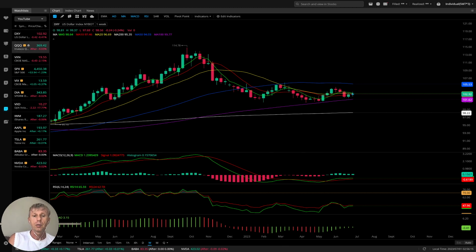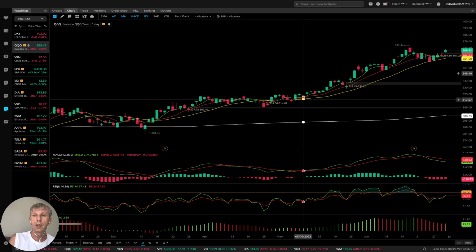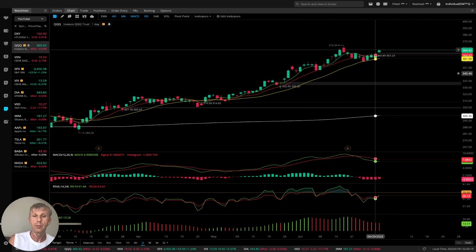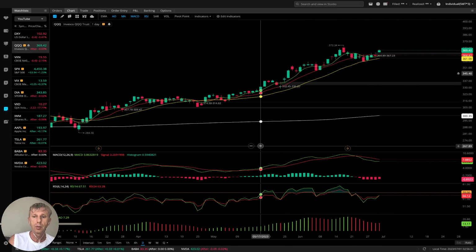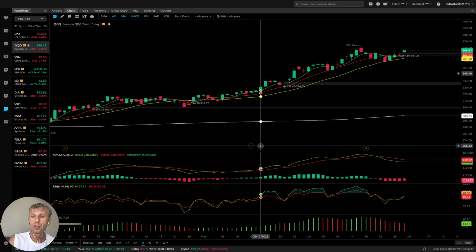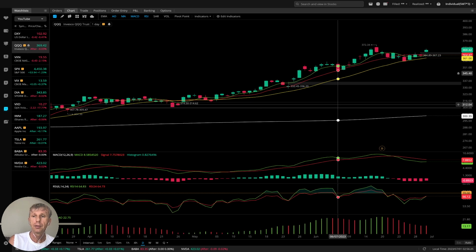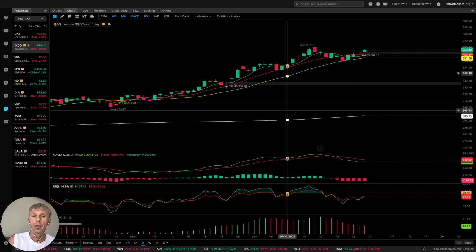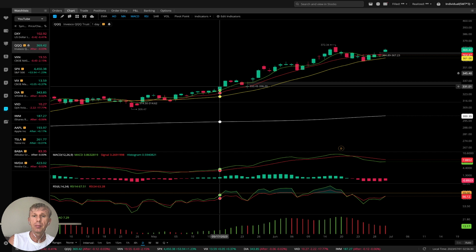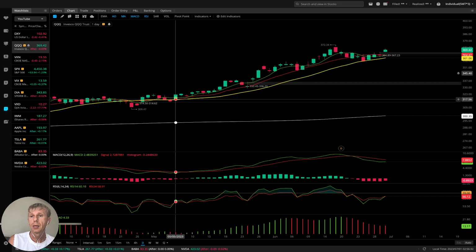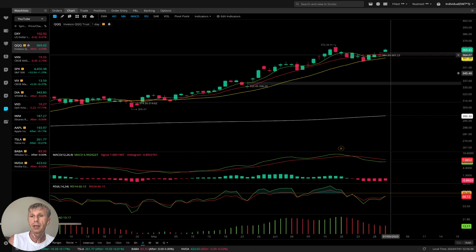Let's move to QQQ. QQQ daily, nice bull run. Let me maximize it a little bit just to make sure you have a large picture on your side. It left a lot of gaps. QQQ below, look at it, a lot of gaps. And last Friday it left a gap.